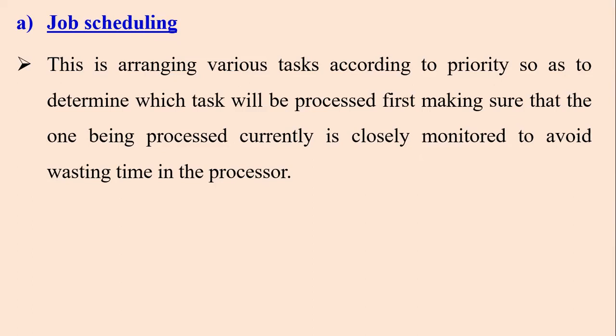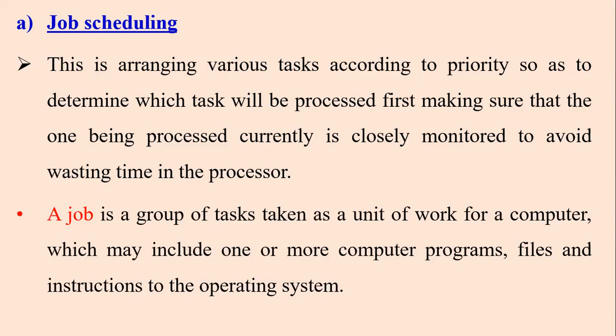Job scheduling is arranging various tasks according to priority so as to determine which task will be processed first, making sure that the one that is being processed currently is closely monitored in order to avoid wasting time in the processor. A job is a group of tasks that are taken as a unit of work for a computer, which may include one or more computer programs, files, and instructions to the operating system.